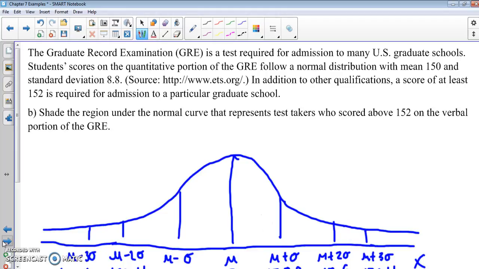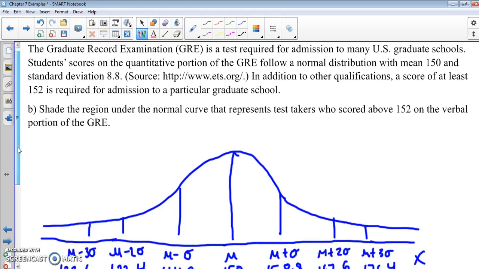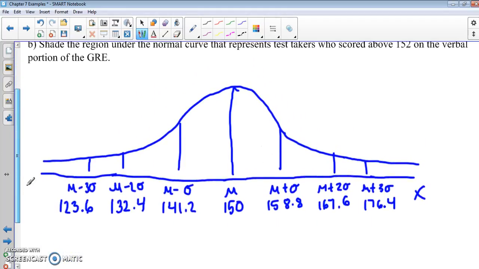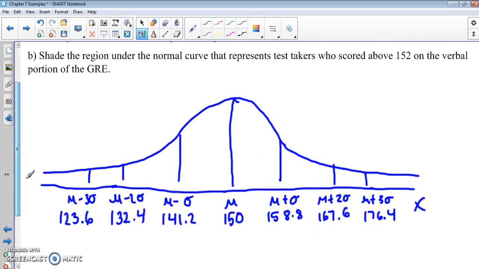takers who scored above 152 on the verbal portion of the GRE. So just copied our graph over from the previous section. So we want above 152. So notice that's not an even standard deviation. So we know it's not, so it's in between 0 and 1 z-score. Let's mark that. So somewhere in here maybe.